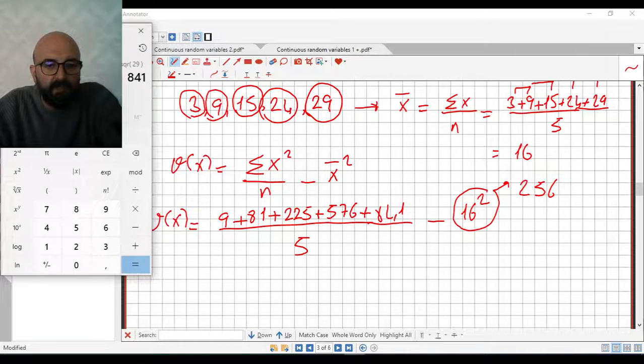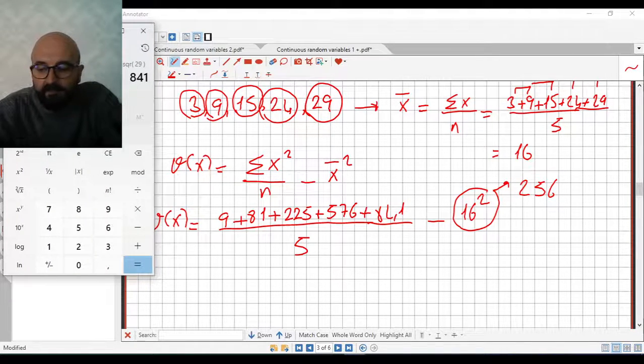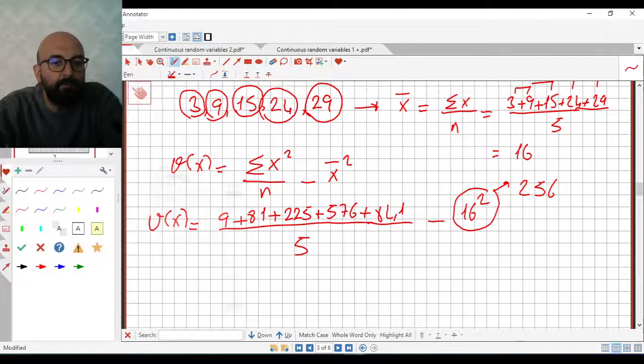And I want to compute this process by using my calculator: 841 plus 576 plus 225 plus 90, because 81 plus 9 is 90. Okay, and over 5, and minus 256 becomes 19.4.